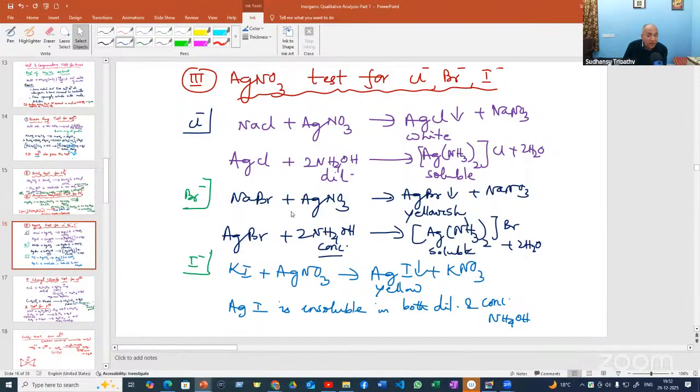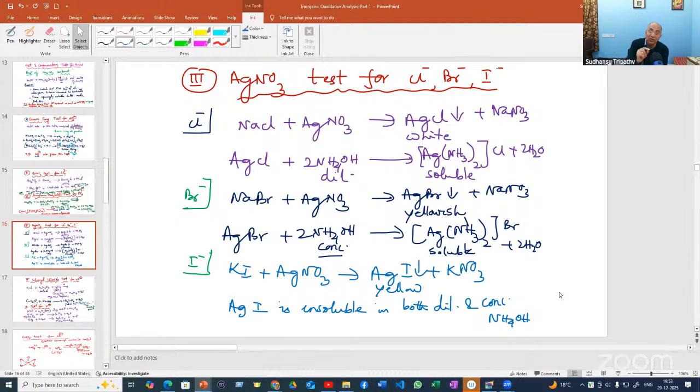Any bromide salt will give you silver bromide, which is yellowish white. This is completely white, this is yellowish white. It is not soluble in dilute ammonia, but in concentrated ammonia it will be soluble. But silver iodide from an iodide salt will be completely, deep yellow, and it is soluble in neither dilute nor concentrated ammonium hydroxide. So this is the way you can distinguish between chloride, bromide, iodide.